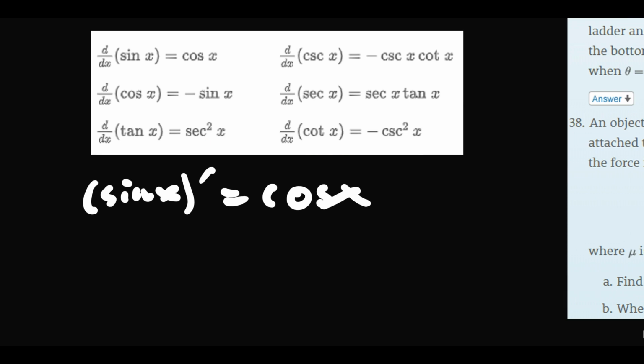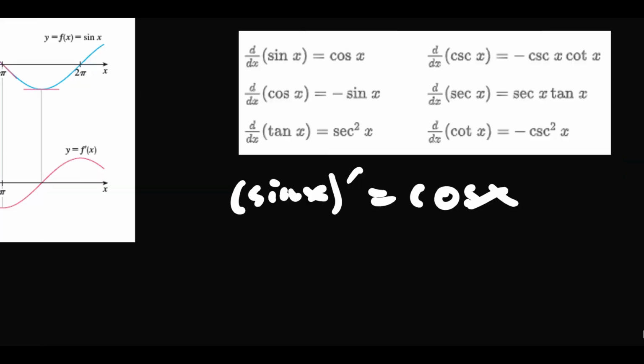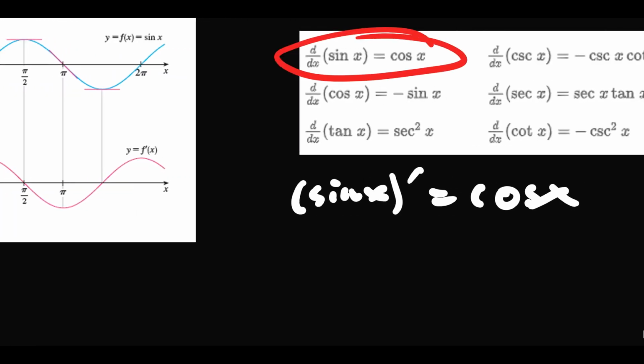If you look at cosecant and secant, their derivatives contain a product of two of the other functions. So where do these come from? Well, let's talk about sine and cosine.